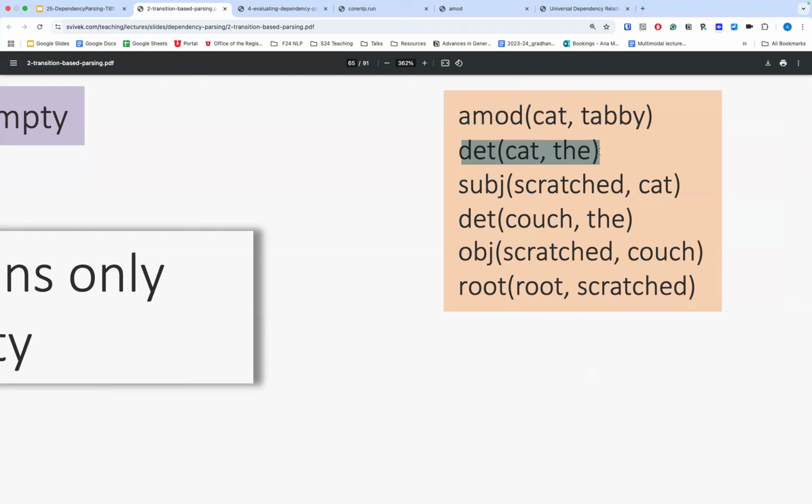Then take this second dependency and put an arc from cat to the and label it with determiner, right? So once you have made all these predictions, you're just using that information. This is basically the parse tree. It's just written as a sequence of relationships that you can then visualize as a dependency parse.